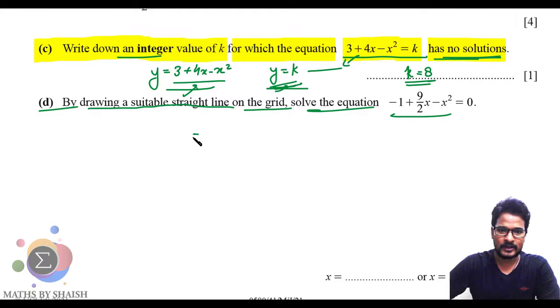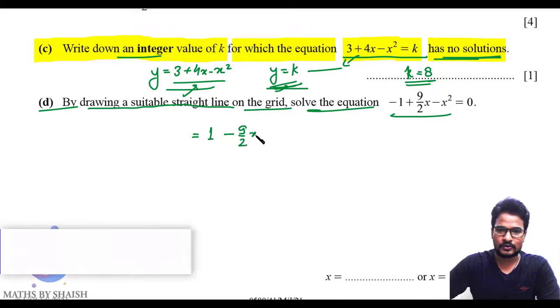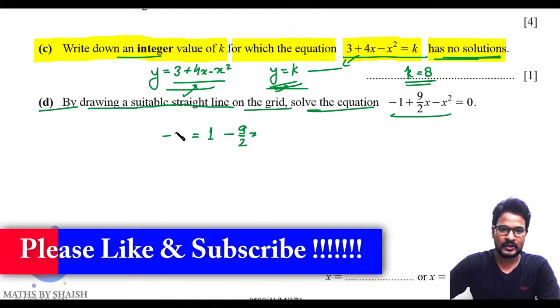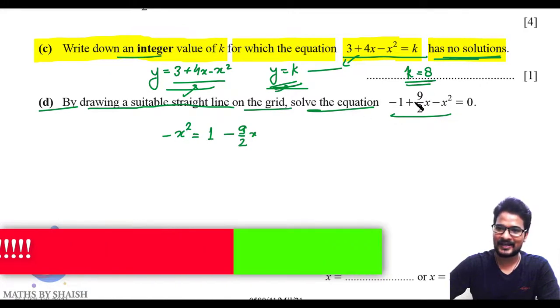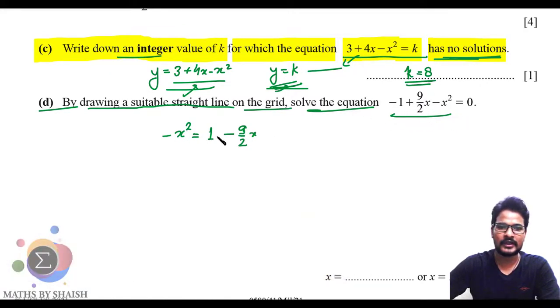I will transfer -1 to the other side. It is +1, and -9 by 2x also to the other side, so that on the left hand side we have only minus x squared. I transfer these two to the other side. Now since we require 4x, we will add 4x here and 4x here. Next we require 3, so we will add 3. The same we have to add here.